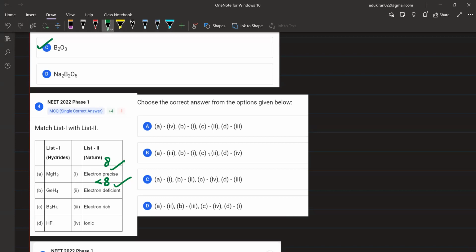Ionic का मतलब तो आप लोग को पता है. अरे ए ऑप्शन ए आप करेक्टली चूज कर लीजिए, MgH2 वाला. करेक्टली चूज द MgH2 ऑप्शन, है ना. कोई एक ही करेक्ट होगा यहाँ पे. इट्स वेरी इजी. मैग्नीशियम हाइड्राइड क्या होगा? इलेक्ट्रॉन प्रिसाइज, इलेक्ट्रॉन डिफिशिएंट, इलेक्ट्रॉन रिच या आयनिक?